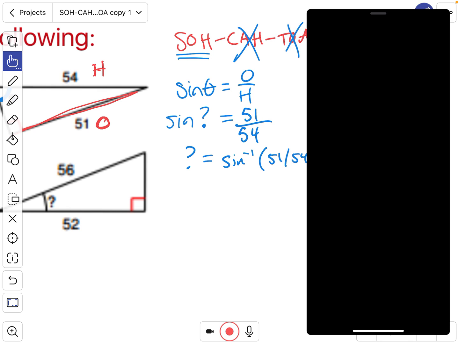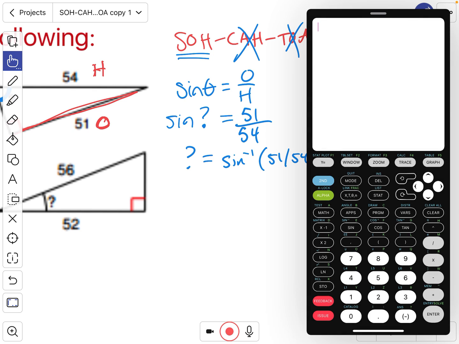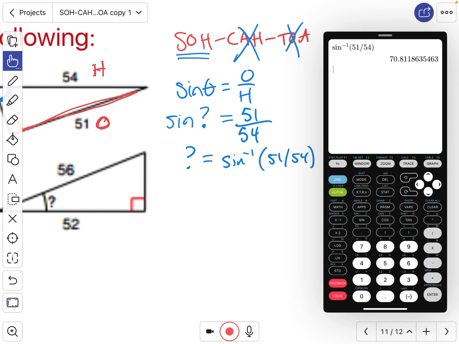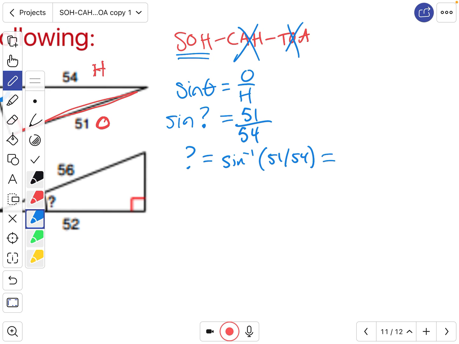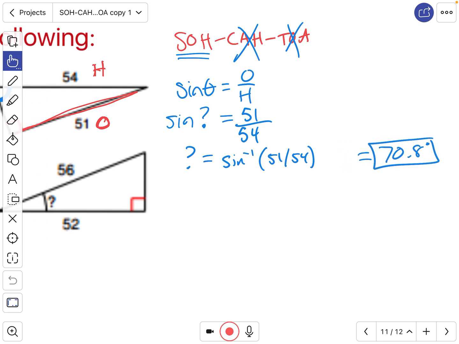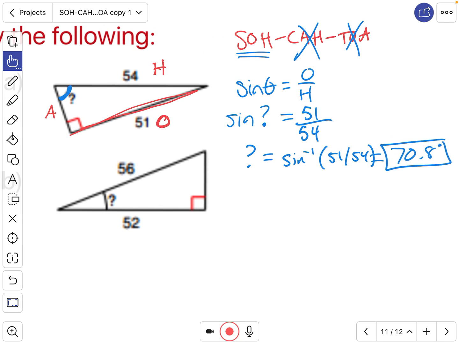So bringing up my calculator now. To type this in, I need to go second sine, and now 51 divided by 54. Close the parenthesis, press enter. There we go. So in the first one we got 70.8 as my angle, so 70.8 degrees.